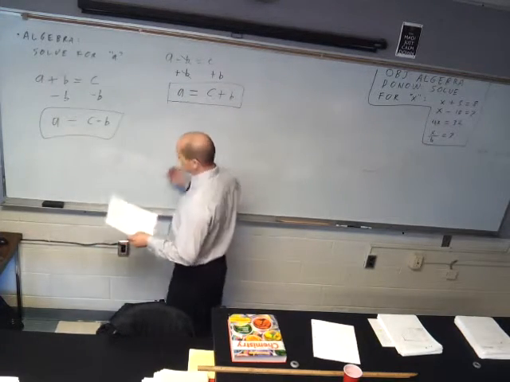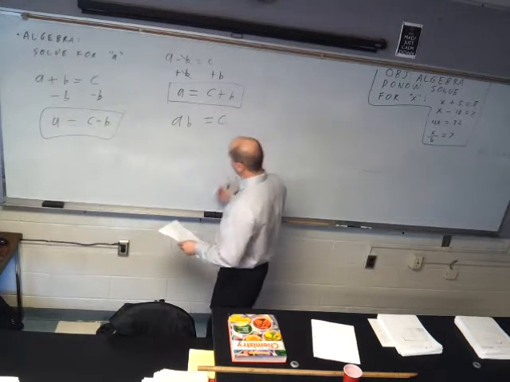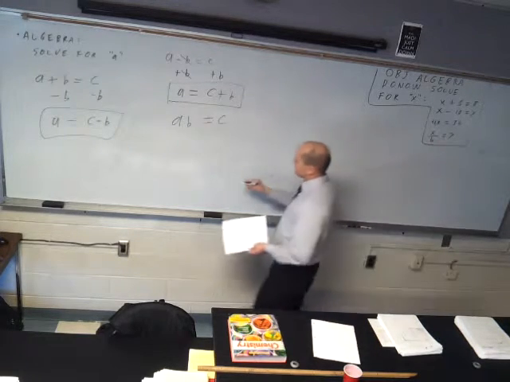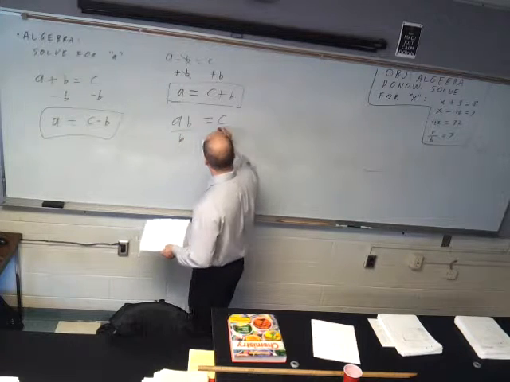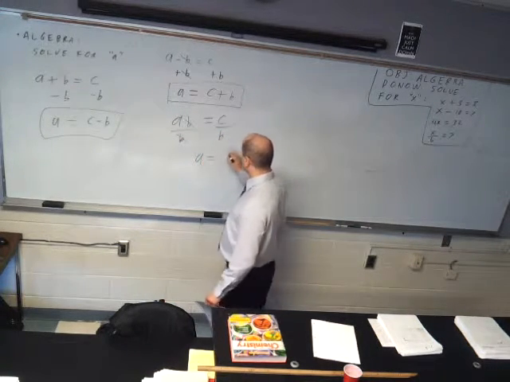All right, what if we're going to do A times B equals C? How are we going to solve for A here? Divide. Yeah, we're going to divide both sides by B. B over B cancels. A equals C over B.